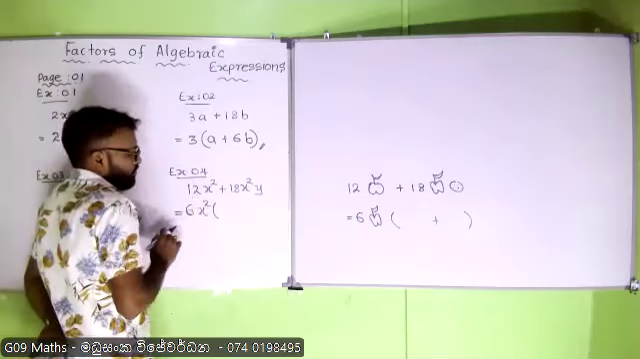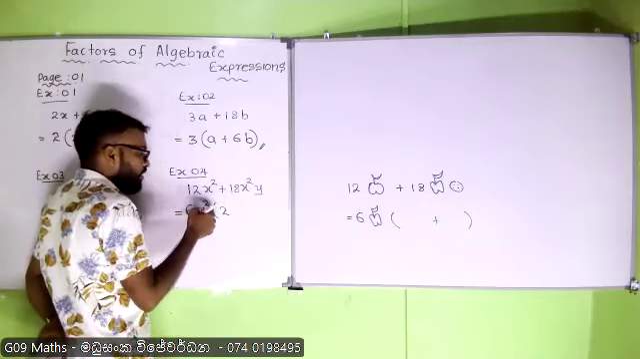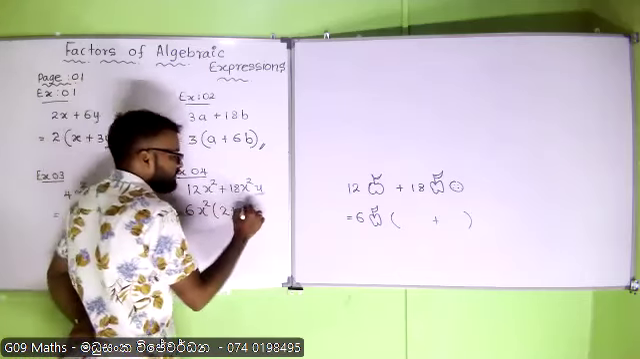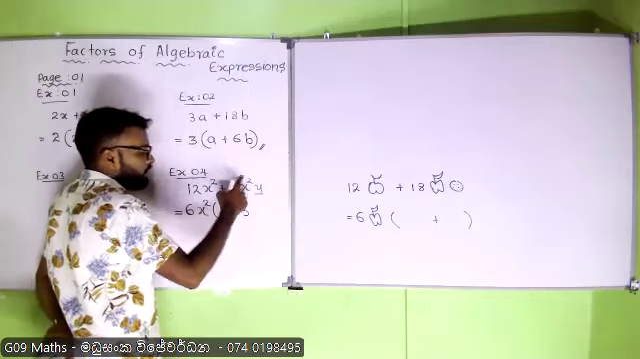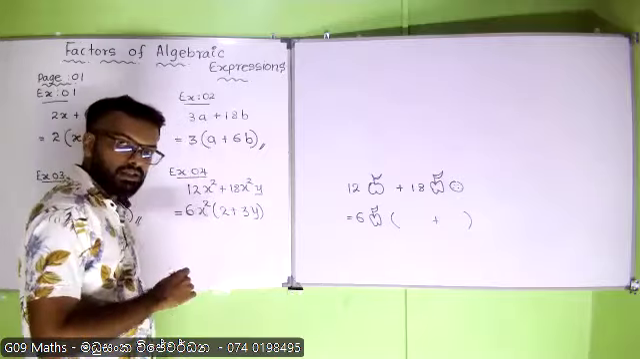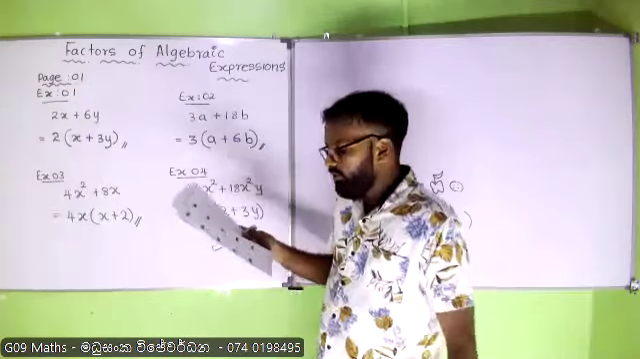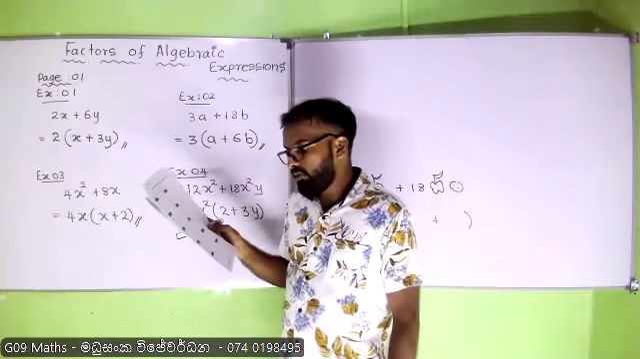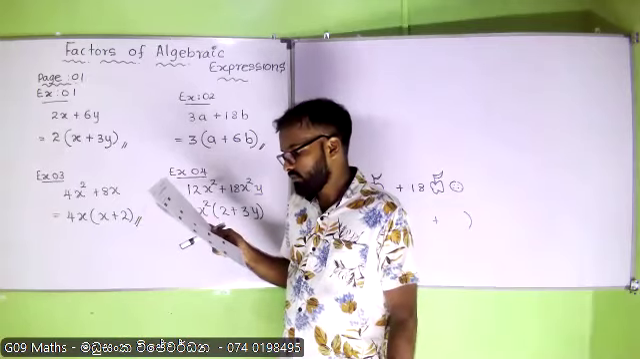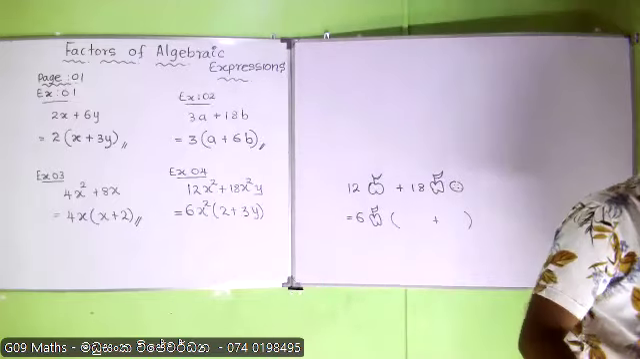Right? Now 12 divided by 6, 2. X to the power 2, you have taken it out. Plus 18 divided by 6, 3. X to the power 2, you have taken it out. What is the rest? Y. So your answer should be Y. Right. Hope you can understand. Now, please give it a try to do example number 7 and 8. Do it. Send me the answer to the chat.